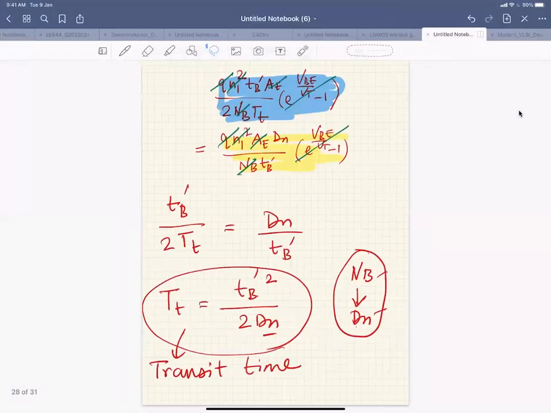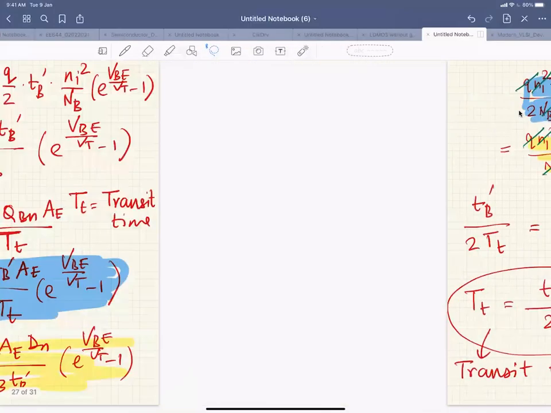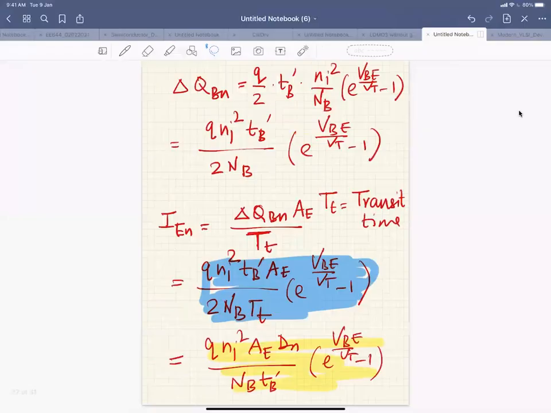That is why we multiplied by AE here. I multiplied the AE here also, right? This part here.